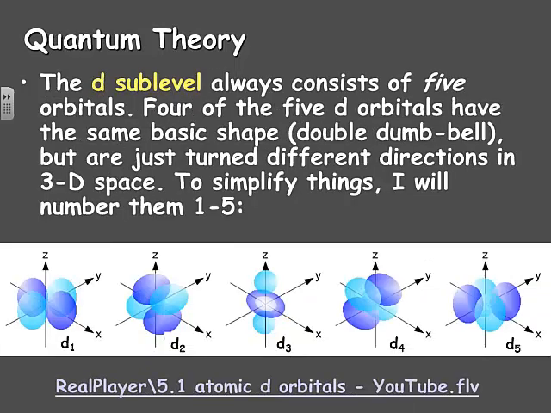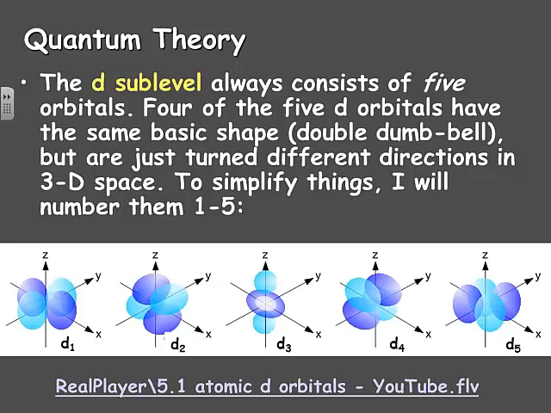Now the d sublevel has a more complex shape to it. Notice there are 4 lobes for most of these diagrams, and so we frequently call it a double dumbbell shape. 4 of these 5 d orbitals have the same basic shape: the first 2 and the last 2, and that one in the middle looks kind of weird. These are all turned different directions in three-dimensional space, which is why we say they're different orbitals.